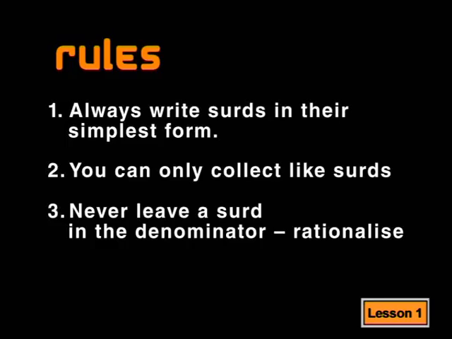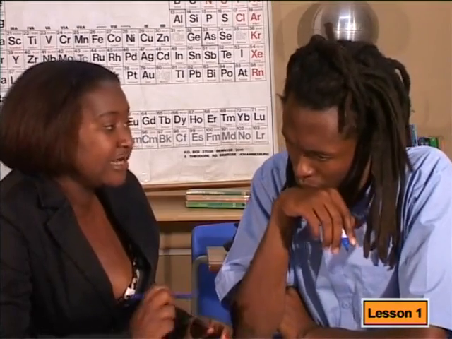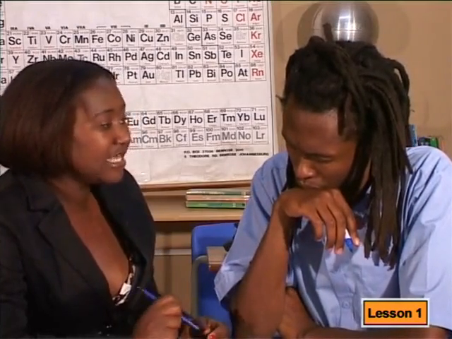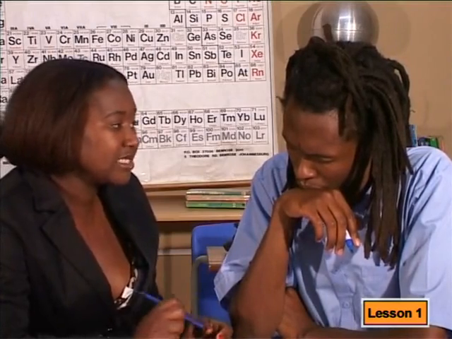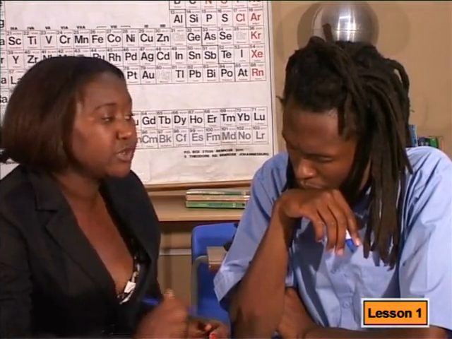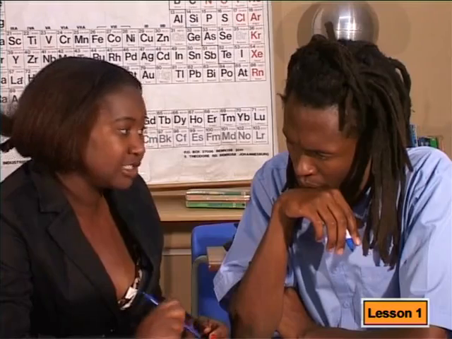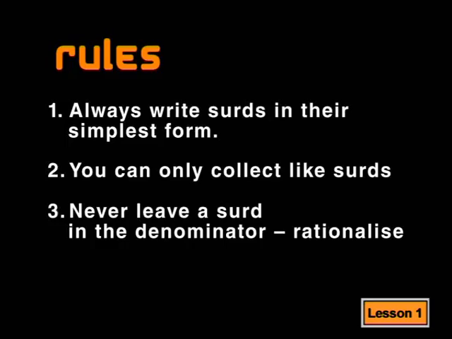Never leave a surd in the denominator. You must always rationalize the denominator. As we said, a surd is an irrational number. It's easier to work with fractions when they have a rational denominator. When we do this, we say we are rationalizing the denominator. That makes sense, but how do I do this?